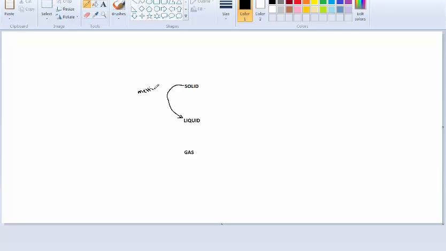But a lot of times in chemistry we don't use the vocabulary words that we use in our normal life. They like to give it a new name. So the vocabulary word for going from a solid to a liquid is the word fusion.